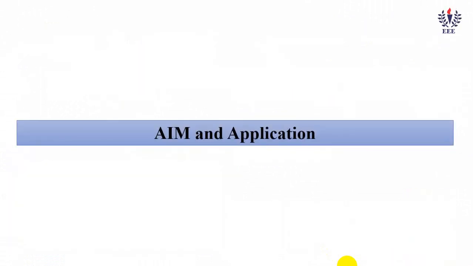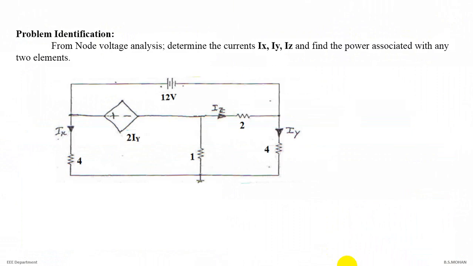So let's see an experiment with respect to node voltage analysis. The aim of the experiment is to determine the currents Ix, Iy, Iz and power associated with any two elements by applying node voltage analysis.